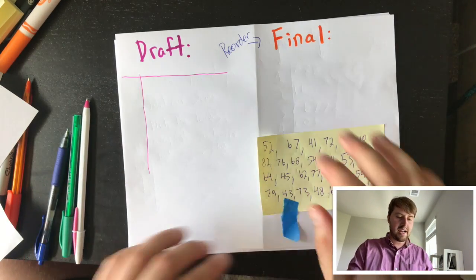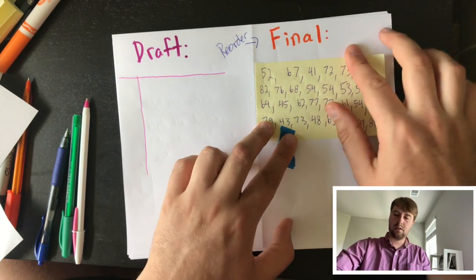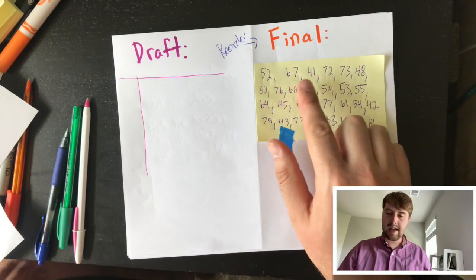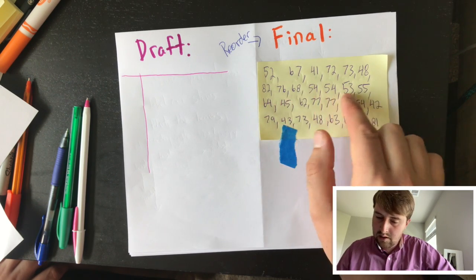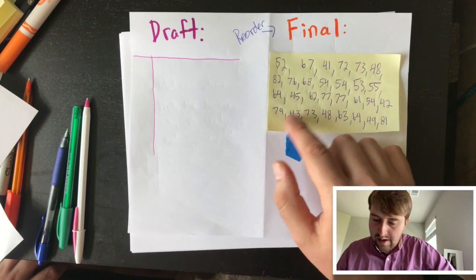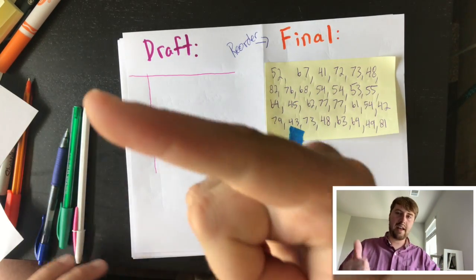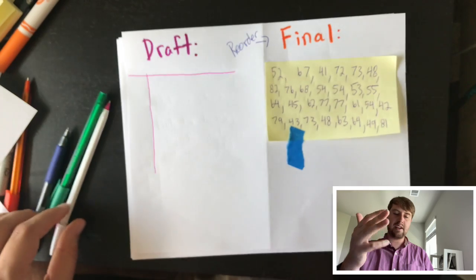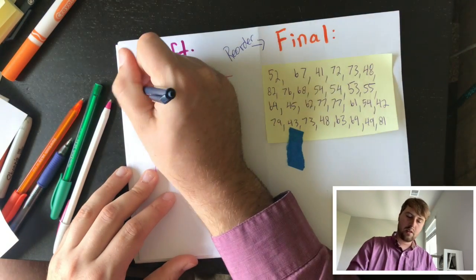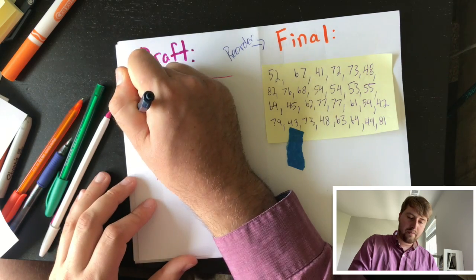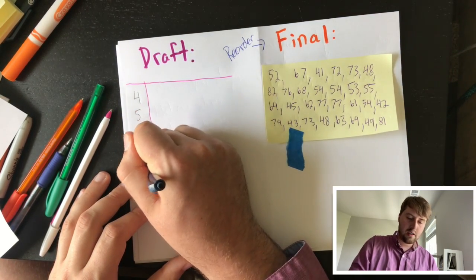Our second step is to label our stems. So if we look at our stems, we have a 5, a 6, a 4, a 7, 4, 8, 7, nothing above an 8, and nothing below a 4. So we're going to have 4, 5, 6, 7, and 8. That's 5 numbers to label our stems with. 4, 5, 6, 7, 8.